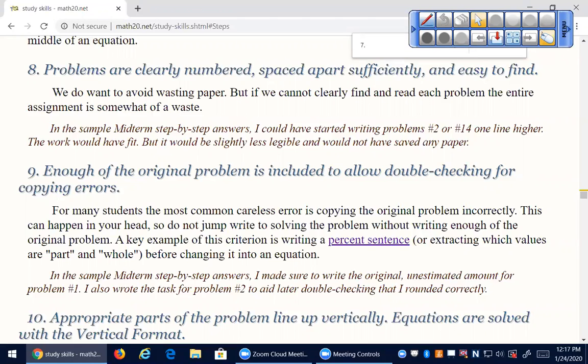So I don't need you to do all your problems in order. I just need to know where they are so I can grade them. Enough of the original problem is included to allow double checking for copying errors. Again, later in the term, this will be more of an issue, but we're not doing too many word problems yet. Everyone has sort of half dyslexia where sometimes you get things wrong because when you're moving from the page to your scrap paper, you copy something wrong. So we'll talk more about this when it becomes appropriate.